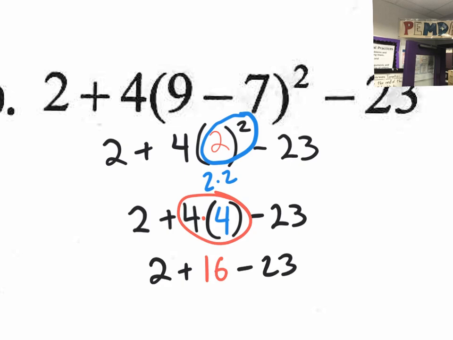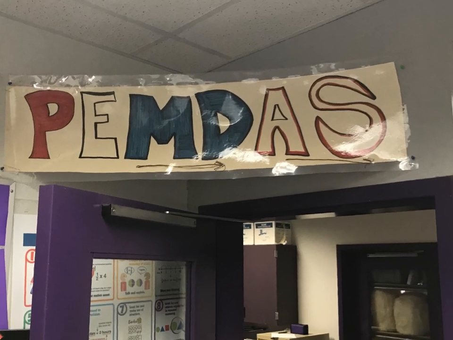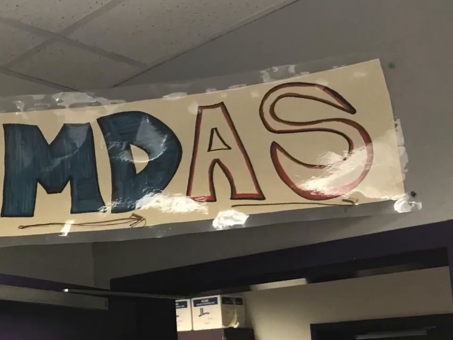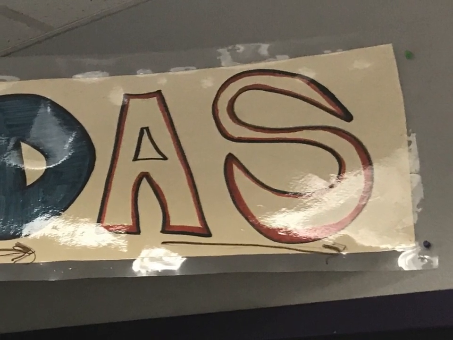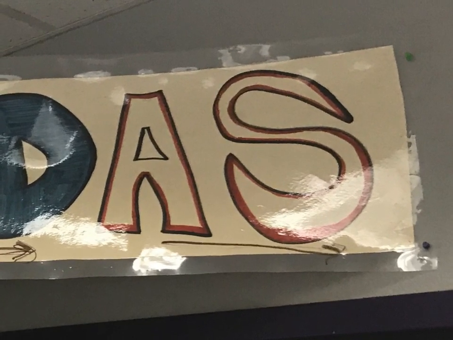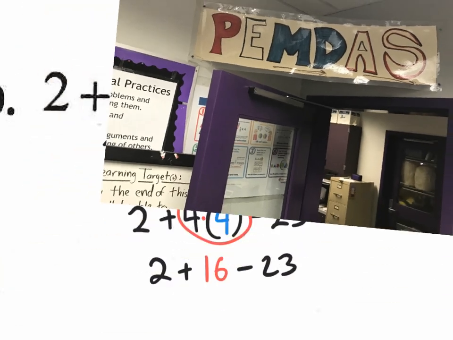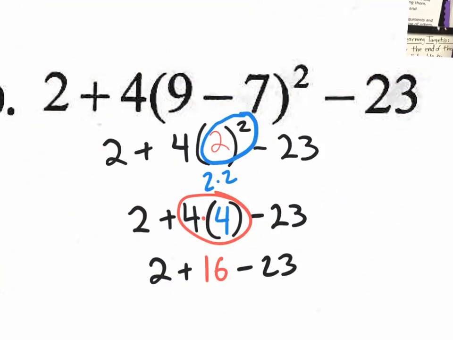Now we're down to the final step in PEMDAS, addition or subtraction. Again, they're both the same color because whenever you're faced with adding or subtracting, you simply go left to right. You don't have to add before subtracting. Sometimes you subtract before adding, depending on what comes first from left to right. So from left to right, I have addition first, so I'm going to do that first. 2 plus 16 is 18. 18 minus 23 is negative 5.